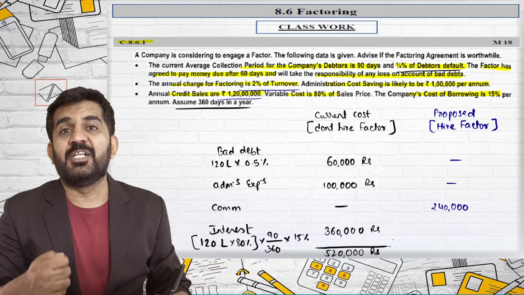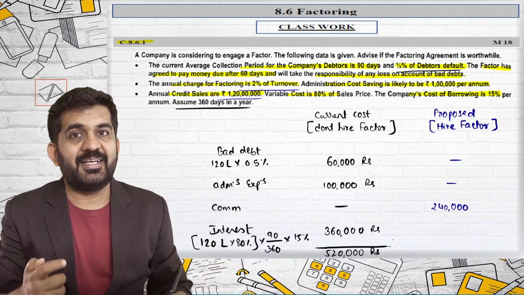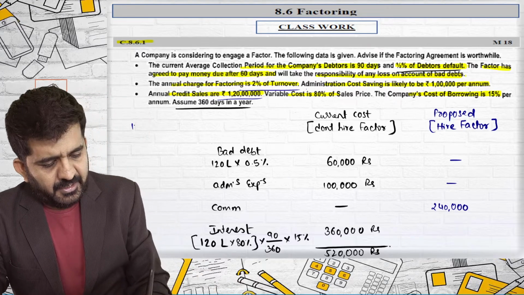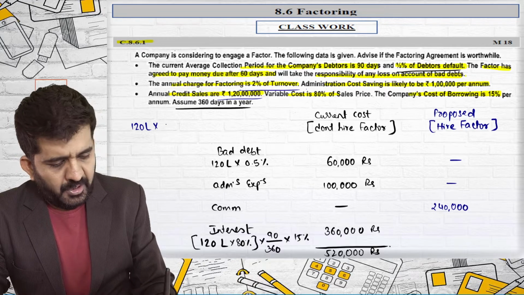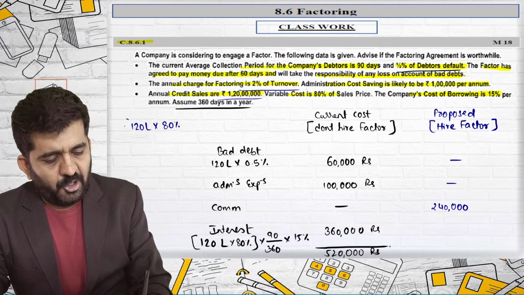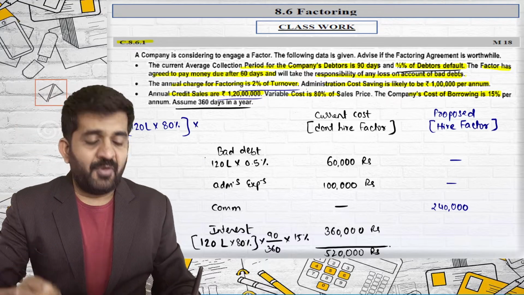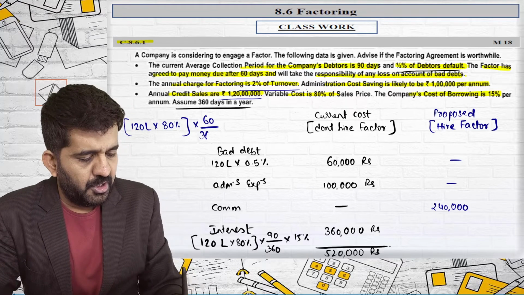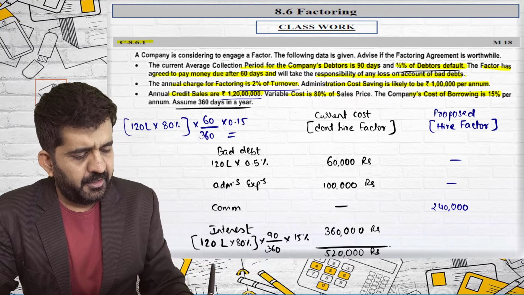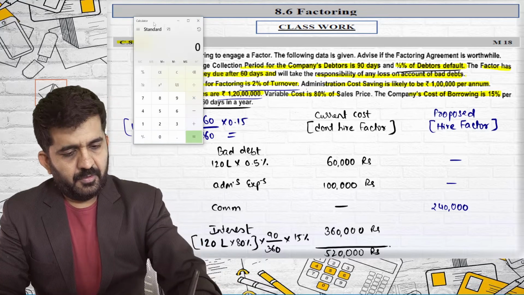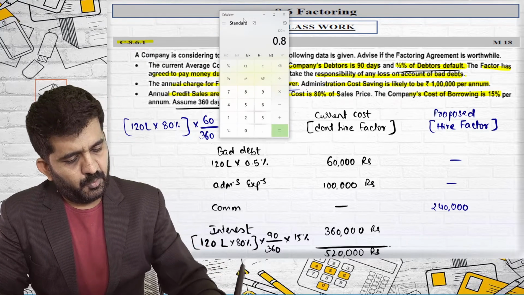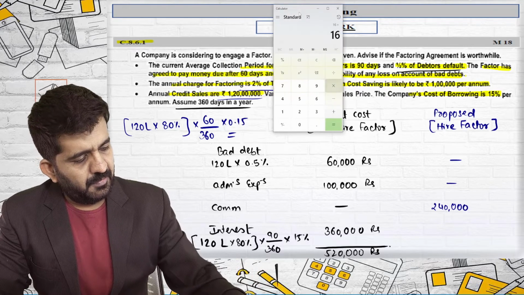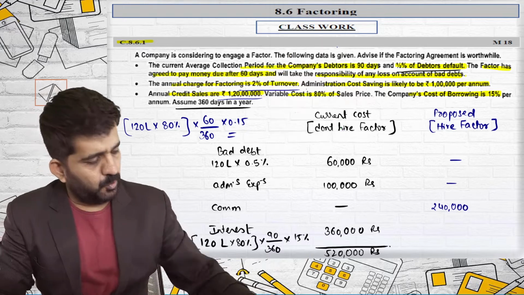And my interest will change. Now I will be getting my money after 60 days. So it is 120 lakhs into 80%. I am charging interest only on my cost, and now I will be getting money in 60 days, but still 60 days interest is my opportunity cost. It is 120 into 80% into 60 divided by 360 multiplied by 0.15. It is 2,40,000.